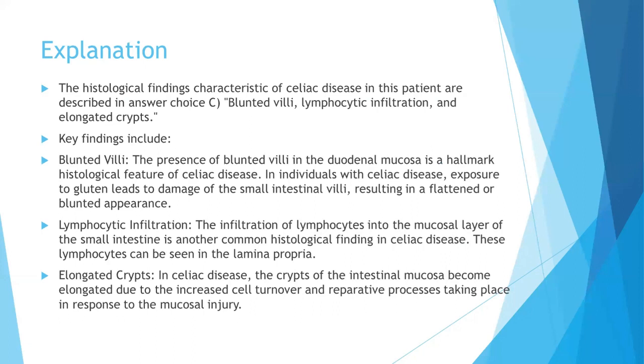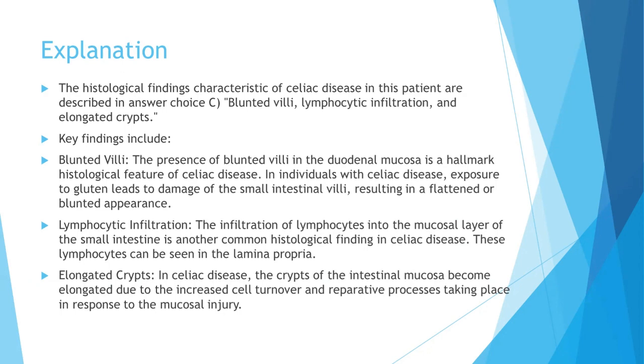Now, in individuals with celiac disease, exposure to gluten leads to damage of the small intestinal villi, resulting in a flattened or blunted appearance. The lymphocytic infiltration, that is the infiltration of lymphocytes into the mucosal layer of the small intestine, is another common histological finding in celiac disease. And these lymphocytes can be seen in the lamina propria.